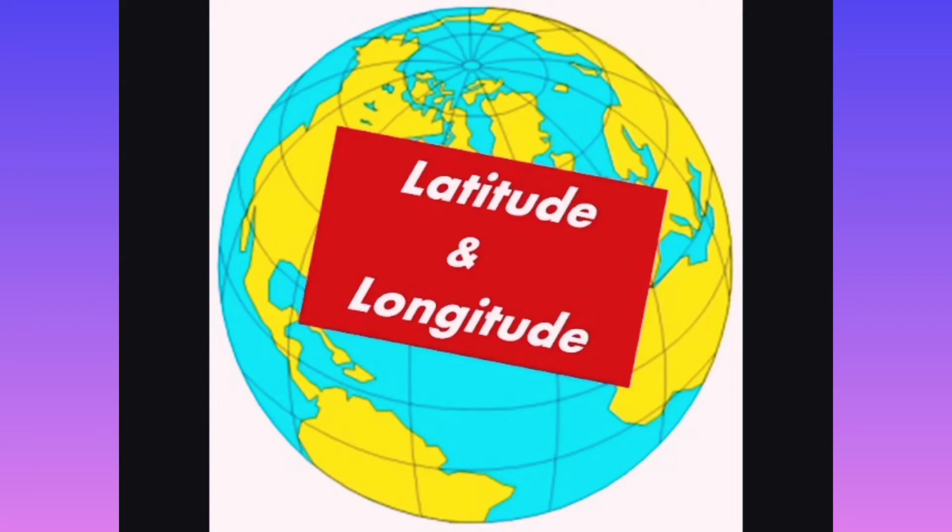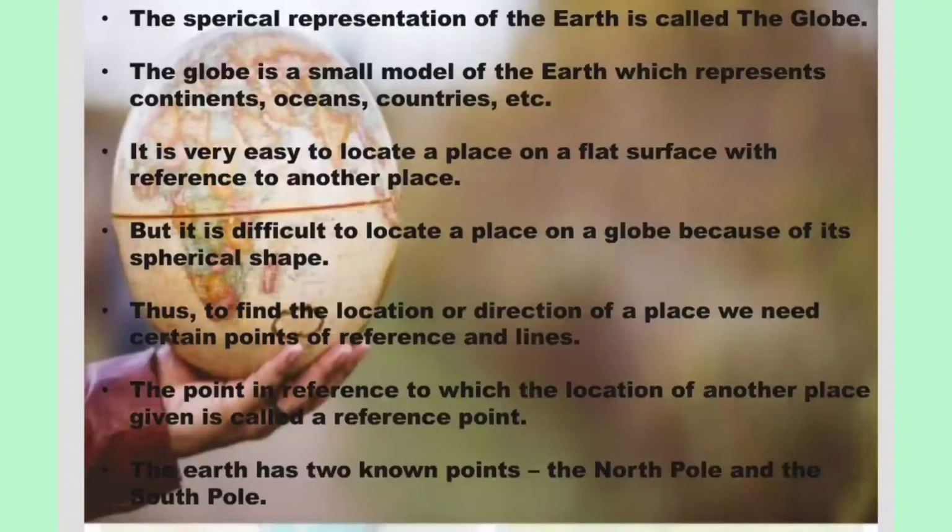Latitudes and longitudes. The spherical representation of the Earth is called the globe. The globe is a small model of the Earth which represents continents, oceans, countries, etc.